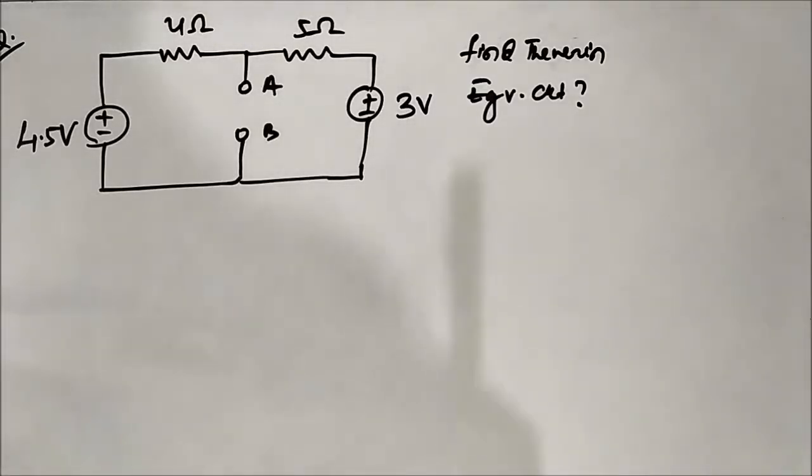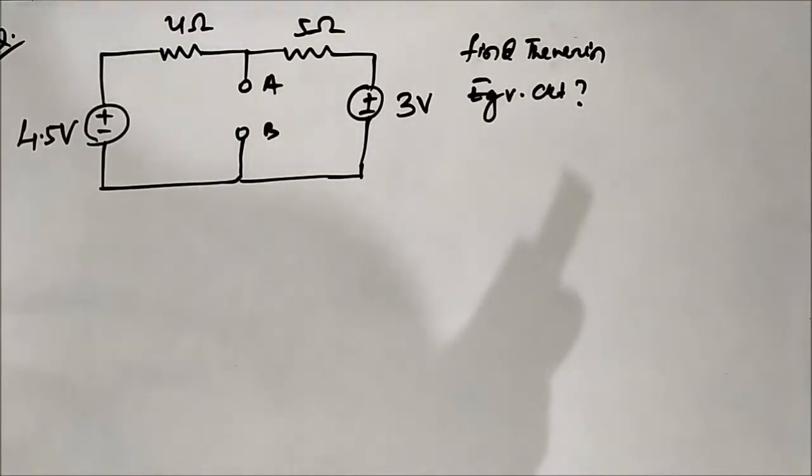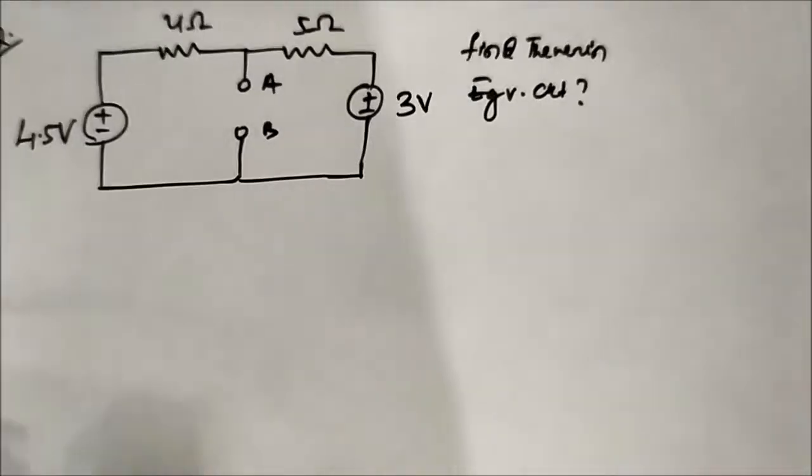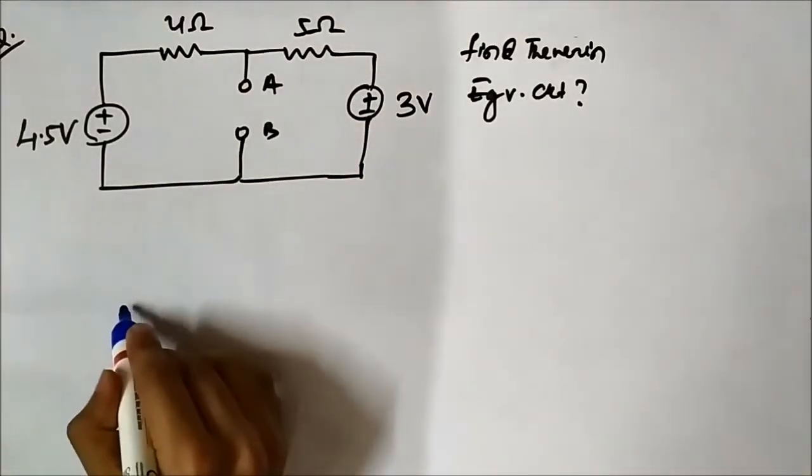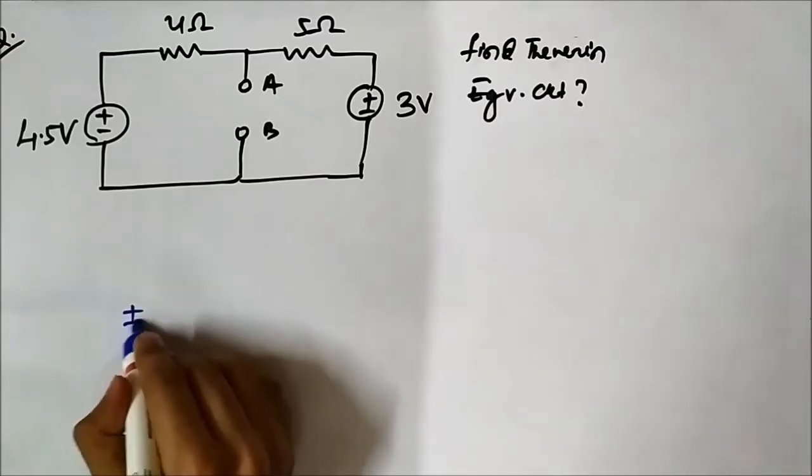So here we have another question where we have been asked to find the Thevenin equivalent circuit. So we'll do it from the Norton circuit. First we'll determine the Norton circuit. For that we have to short these two terminals and find the short circuited current.